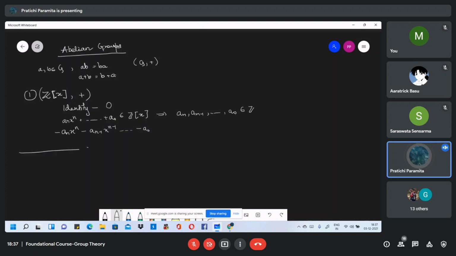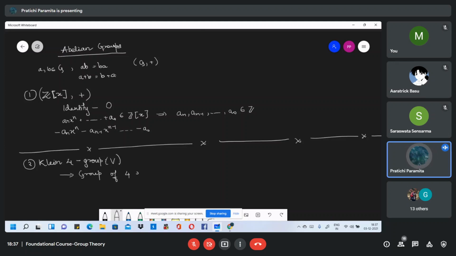So I'm going to talk about another example called the Klein 4 group. This group is actually used in music, and TED has a beautiful video on this group. So if anyone is interested, they can go and check out the relation with music. This group is denoted by V. Klein 4 group, as the name states, we can immediately tell that it is a group of 4 elements.